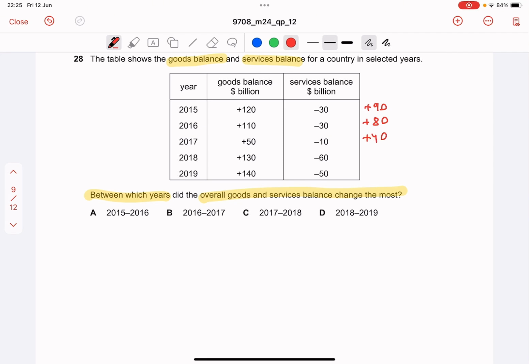2018, 130 minus 60, plus 70. 2019, 140 minus 50, that's plus 90.